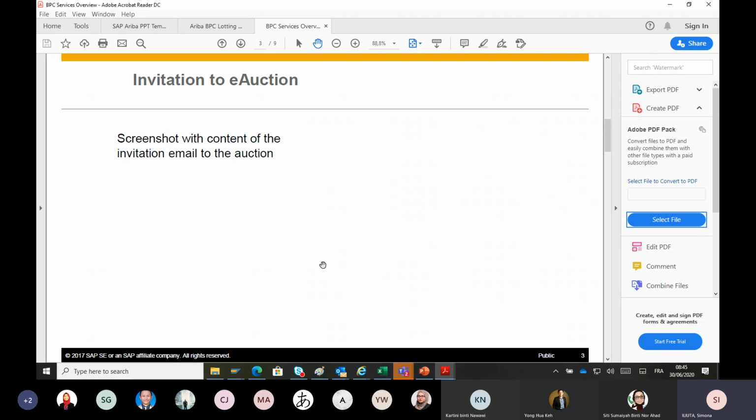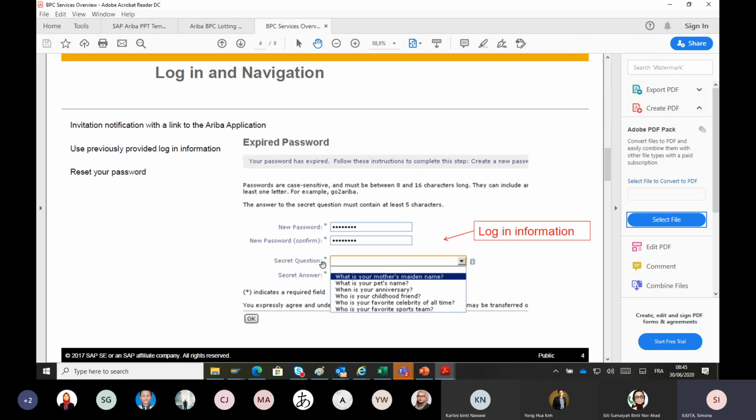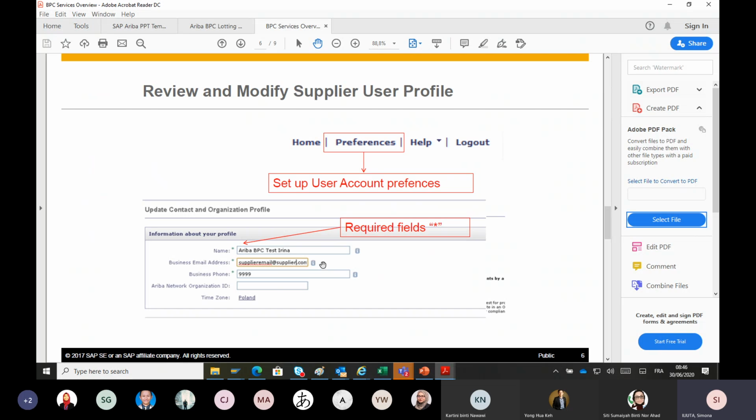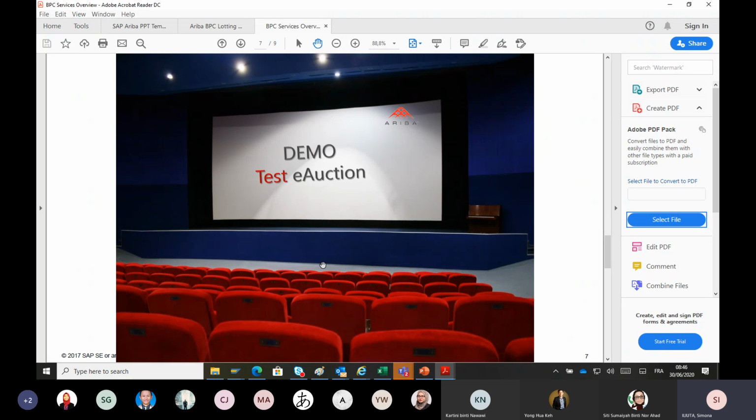So here we have a screenshot with the invitation to the auction. This is very old, but it's telling you to please make sure that you have your invitation notification with a link to the Ariba application. Use your previously provided logins, reset your password if needed. Make sure that the information on your profile is correct because Ariba may choose to call you during the auction. Okay, this is the user preference. And then we have here the test demo auction. This is where you switch to the system.